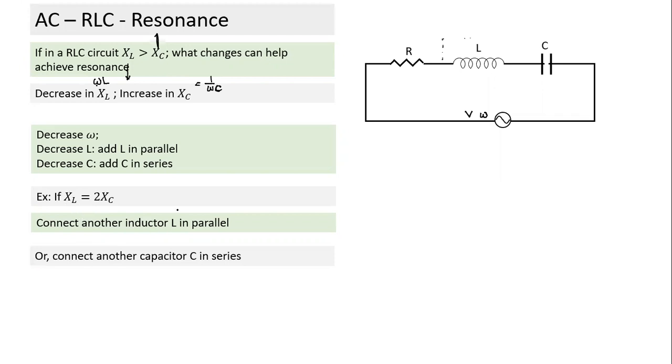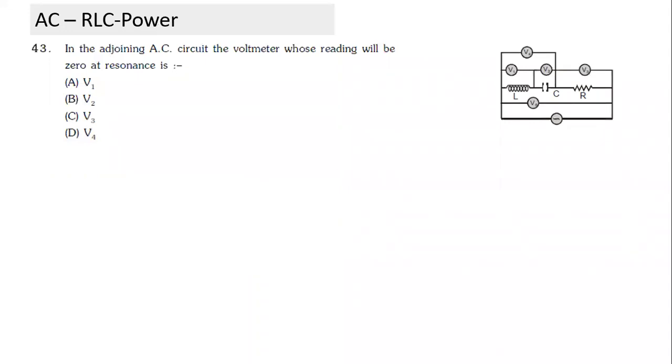And connect another capacitor in series. So these are simple questions. Whenever the circuit is not in resonance, we can achieve resonance by making these two equal. You should understand this basic simple equation. Let's look at some simple numericals, and I'll not spend much time because we have done similar questions yesterday as well.